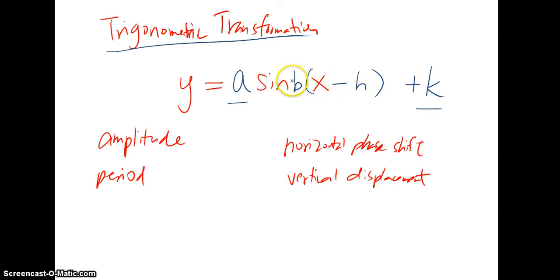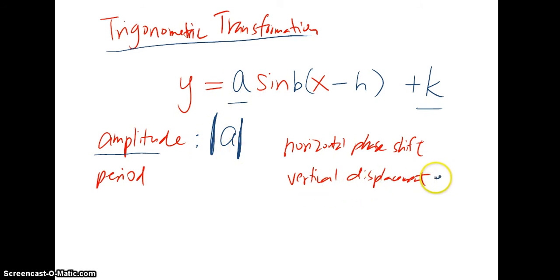So a and k affect the graph vertically, which will affect the amplitude of the graph. Instead of going up and down by 1, you multiply by a. So it will now go up and down by absolute a. Amplitude is always a positive number. So even if a is negative 2, the amplitude will be 2.